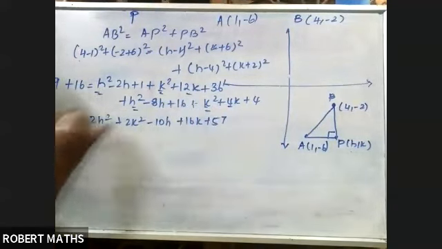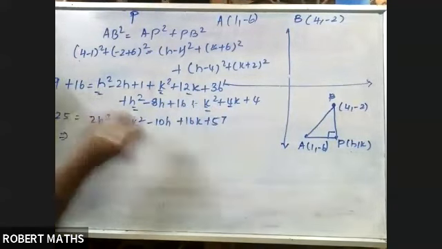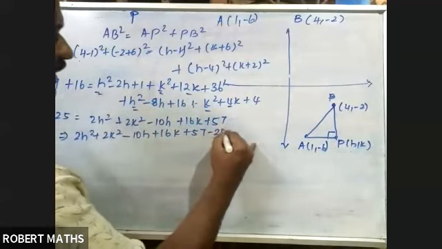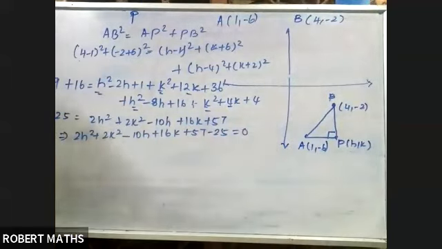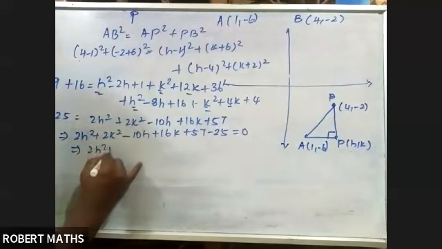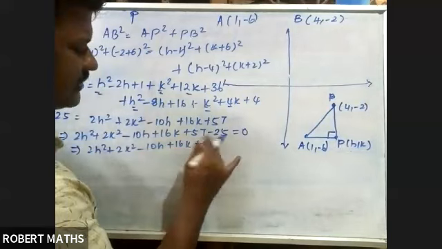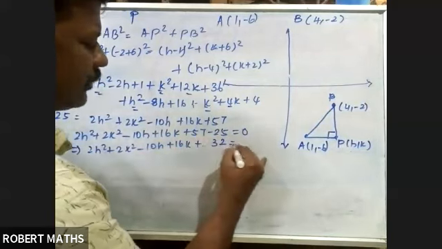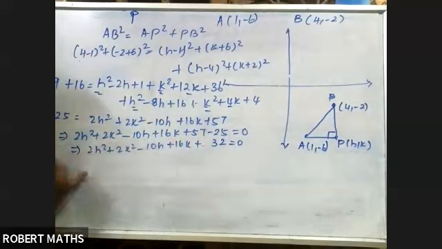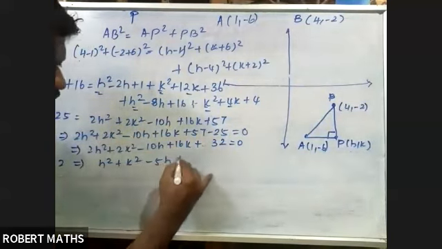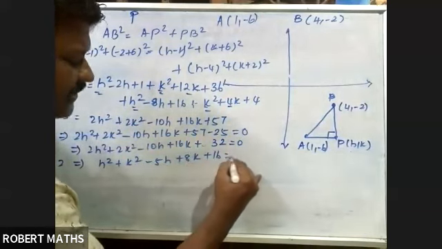So bring this side: 25 on one side, and on the other side 2H square, 2K square minus 10H plus 16K plus 57. Bring this 25 to that side. This becomes minus 25. What will we get? 2H square plus 2K square minus 10H plus 16K plus 57 minus 25, which is 32, equal to 0. Divide everything by 2. Dividing by 2, we'll get H square plus K square minus 5H plus 8K plus 16 equal to 0.